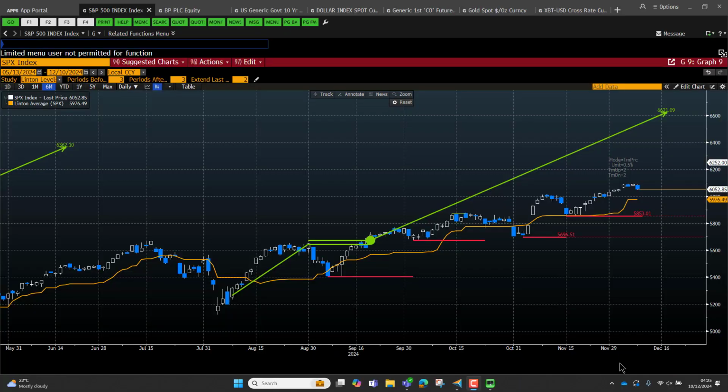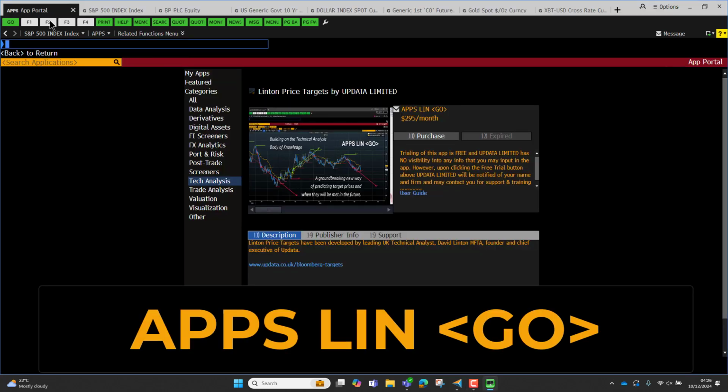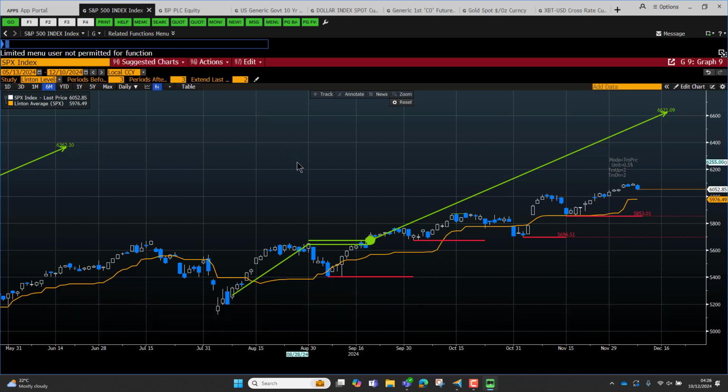Okay, so here are the targets on Bloomberg. This is the S&P 500 index. To get the targets, just go to the app portal. If you type appslin.go, it will take you to the apps portal and you can take a trial of the targets there. Here they are on the charts.